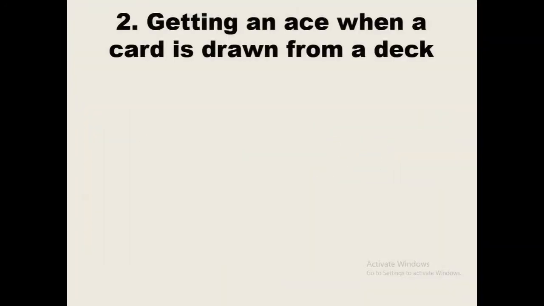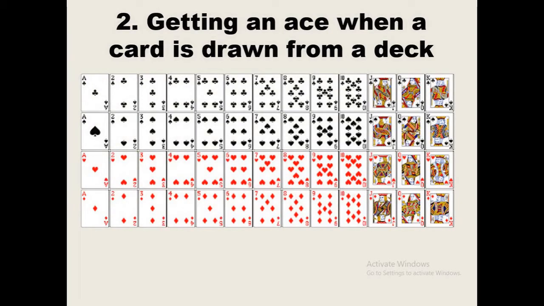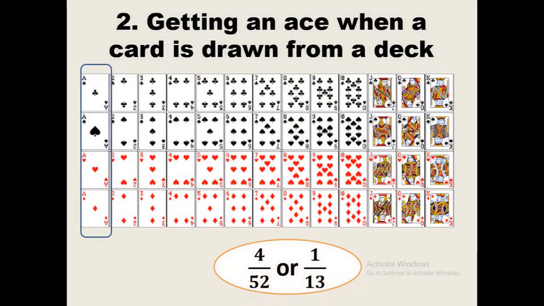Number 2. Getting an ace when a card is drawn from a deck. A deck of cards has 52 cards. The aces there are 4. So there are 4 aces. That would be 4 over 52 or 1 over 13.